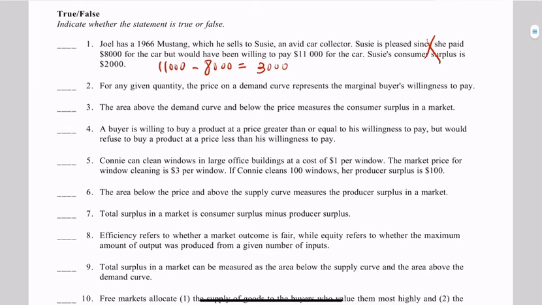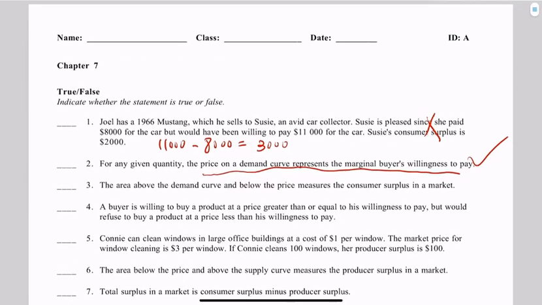For any given quantity, the price on a demand curve represents the marginal buyer's willingness to pay. This is right. This is correct, right? So this is correct. The third: the area above the demand curve and below the price measures the consumer surplus in the market. So clearly you could actually draw this thing out.